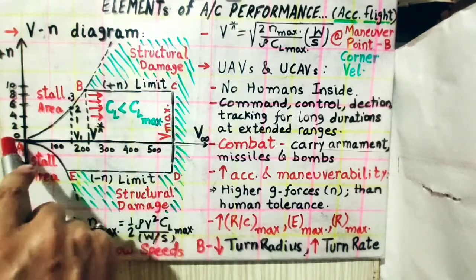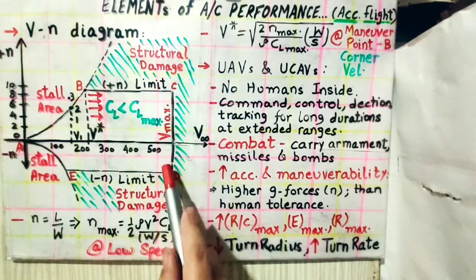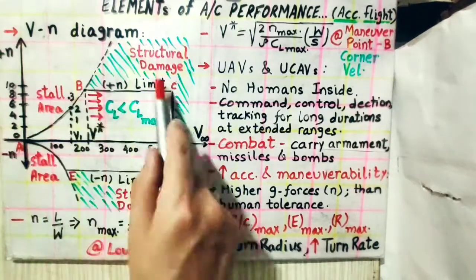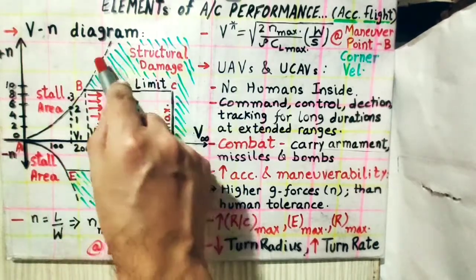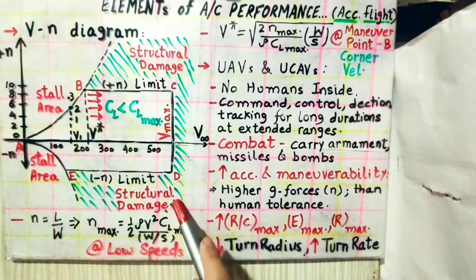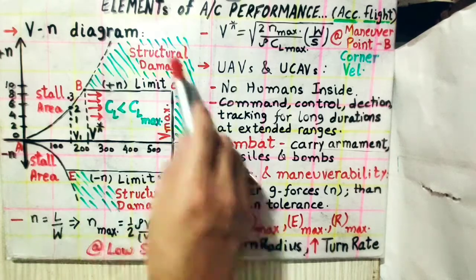If the aircraft flies away from this enclosed envelope, or outside of this closed envelope, that is A, B, C, D, E, then it will have to face consequences: it will have structural damage, or it will stall. Okay, so let's discuss it.